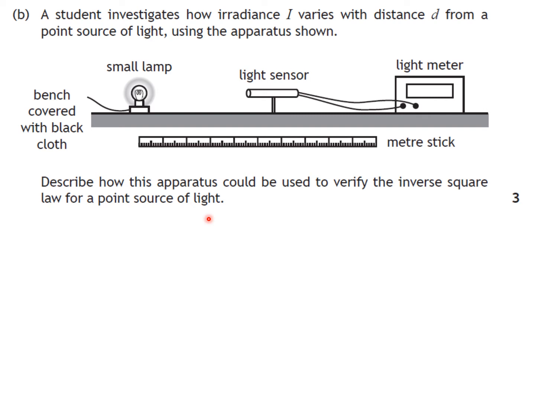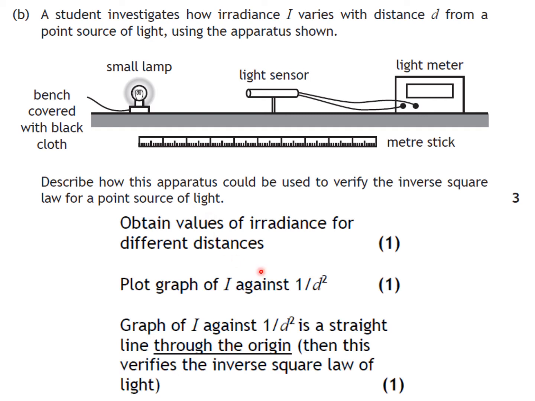Okay, hopefully you wrote your answers down and you have something similar to this. Obtain values of irradiance for different distances, plot a graph of I against 1 over d squared, and the graph of I against 1 over d squared is a straight line through the origin. This verifies the inverse square law of light. So if you are struggling to write this down, make sure you copy this and you can use this as a model answer.